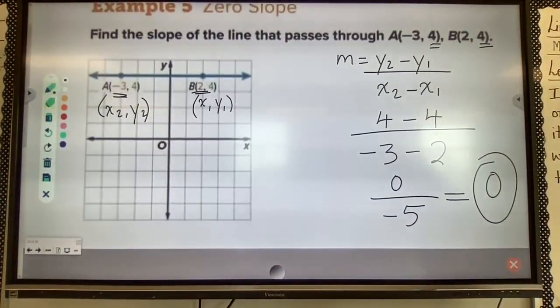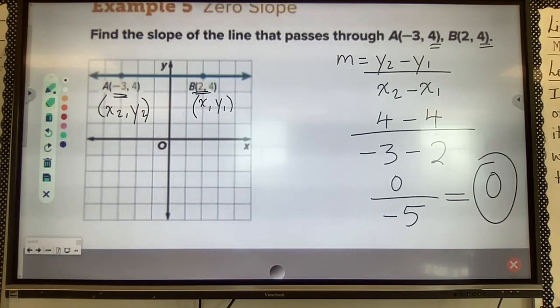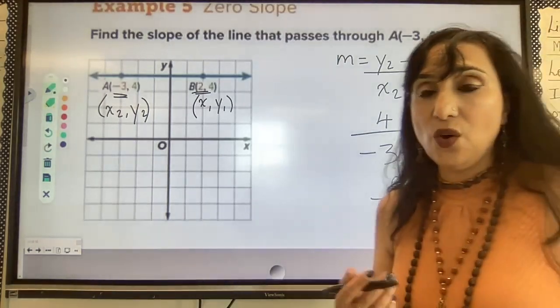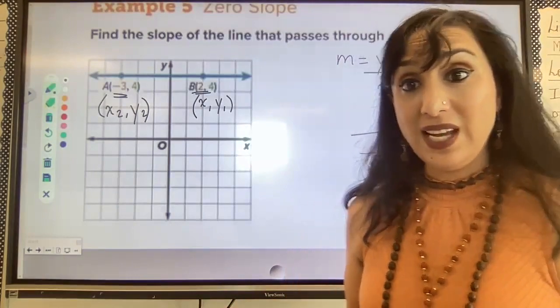Now let's talk about how you can determine that the slope is 0 without using the slope formula. The line is a horizontal line, which has no rise. There's no rise. It's a horizontal line. So therefore the slope must be 0.